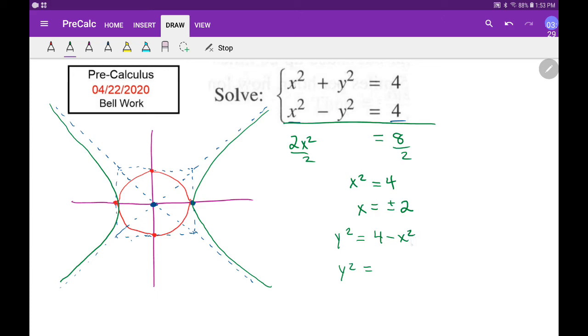Well, it appears that I'm going to have 0, which means y would be 0. And that is it. Okay, I don't know why I didn't just believe it. Because that's our solution. That's our solution on this side right here. And that's our solution on this side right there.